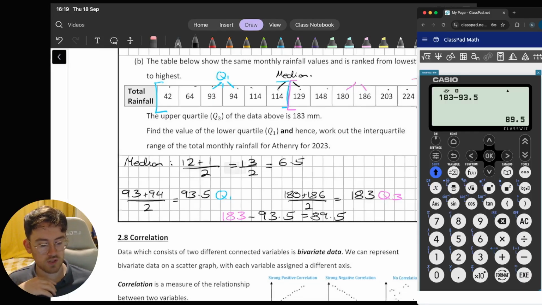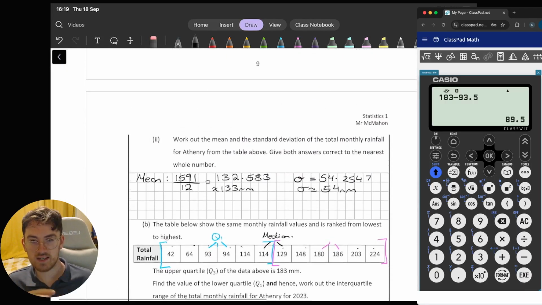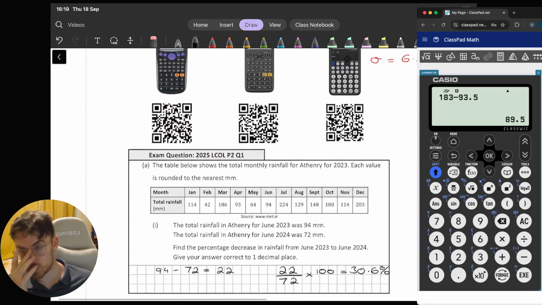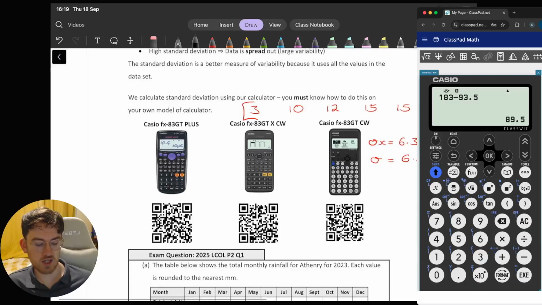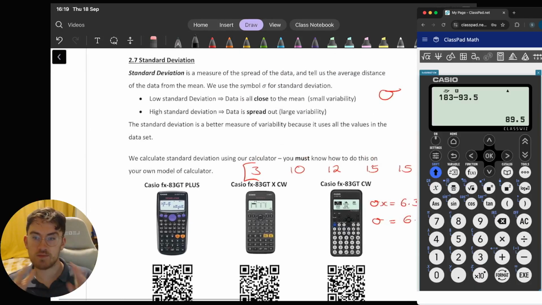Okay, so the important thing here, our main takeaway from all of this, is standard deviation. So standard deviation is a measure of the variability, how spread out my data is. Low standard deviation, low variability. High standard deviation, high variability. Okay, and then using that in the calculation.